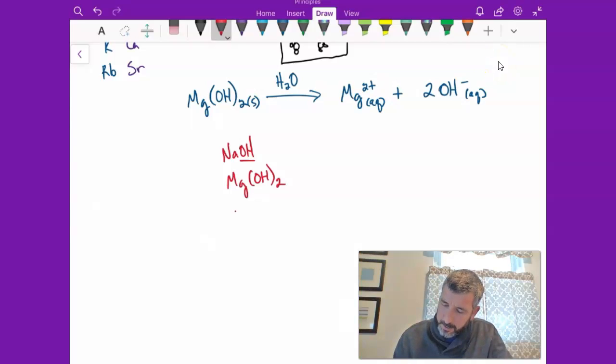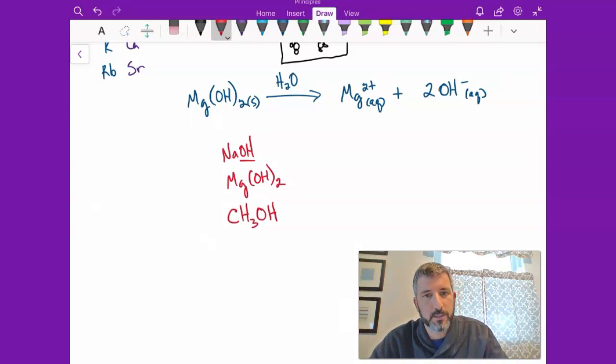And it gives you CH3OH as a choice. Well, this is not a base, even though it ends in OH. Can you think of, based on our examples and what we've talked about so far, why this one would not be a base even though it has an OH in it?